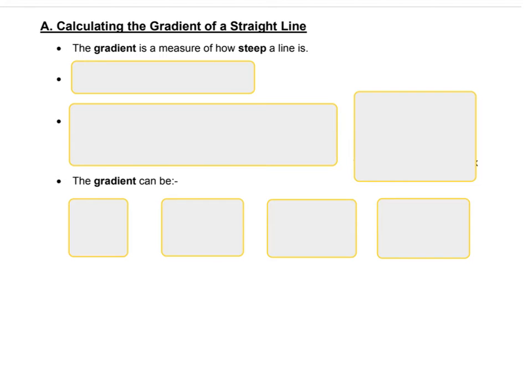Hi, from the previous 4 videos you should know that gradient is a measure of how steep a line is. You also should have met this formula, which I like to shorten to height over horizontal. And notice that the letter that we use for gradient is M rather than G.